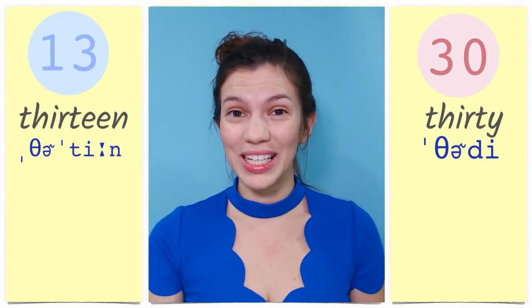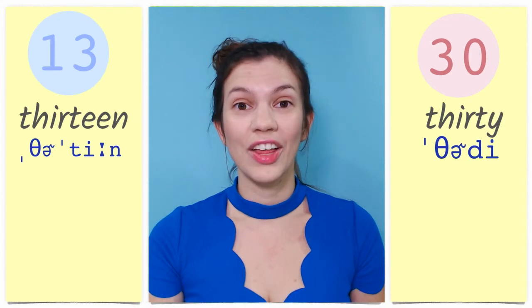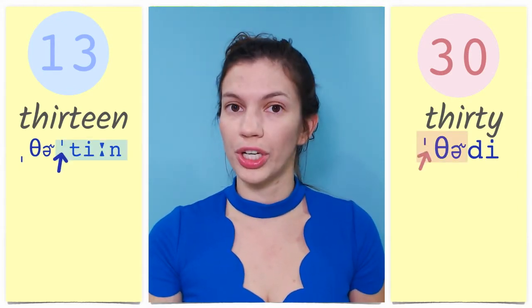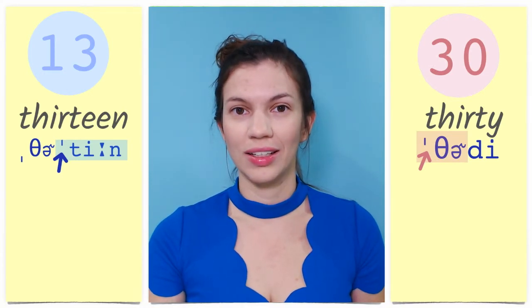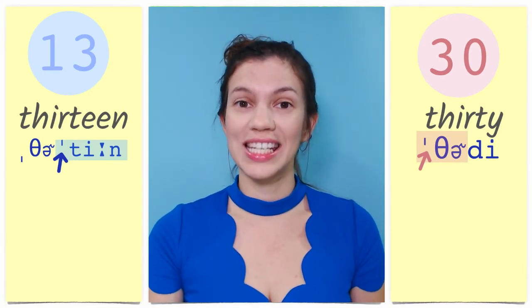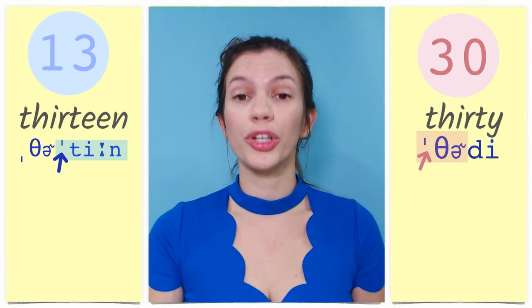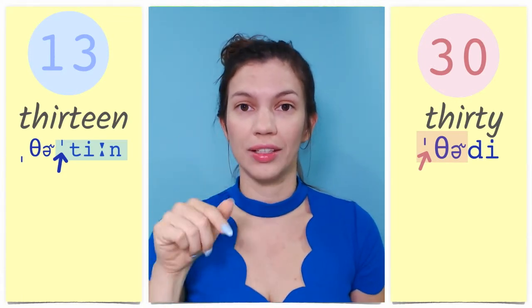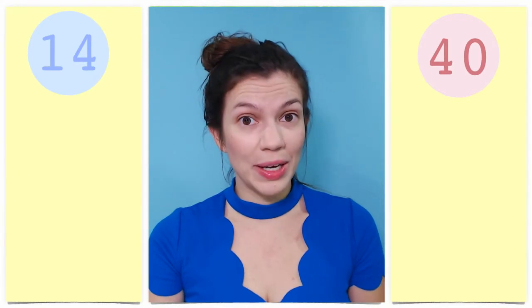One more difference we can hear is the stress. 13 has stress on teen, whereas 30, you hear it at the beginning. Listen again. 13, 30, 13, 30. Let's do the rest of the numbers like this.